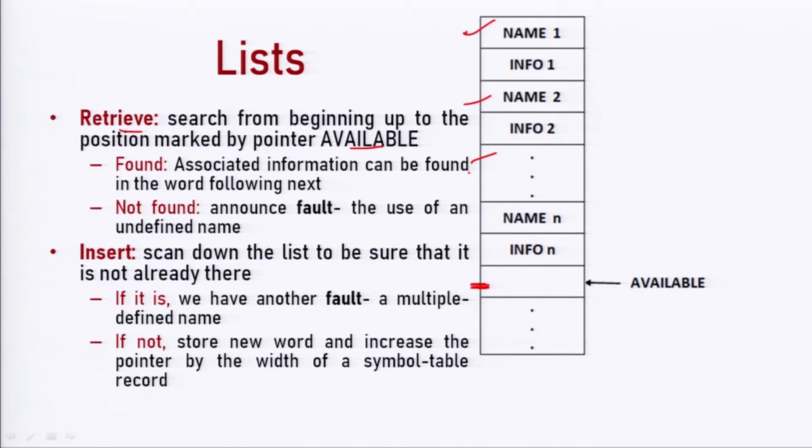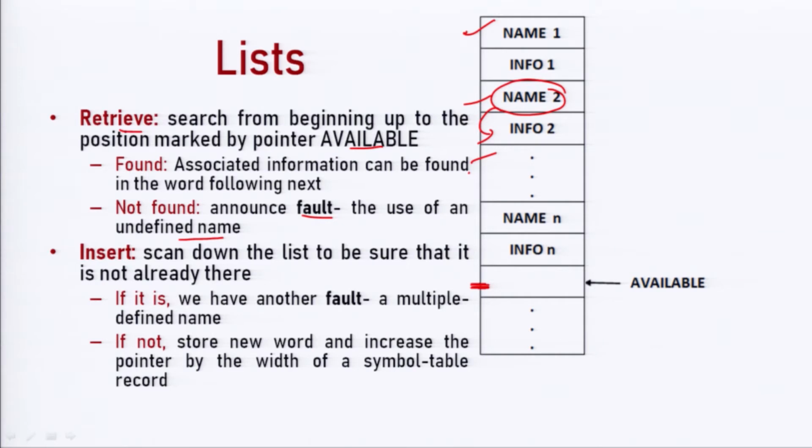Now, there are 2 possibilities: the record is found or not found. If the record is found, suppose name 2, then its associated information can be found in the next word, the next cell to this. If it is not found, then it will announce a fault, the use of an undefined name.